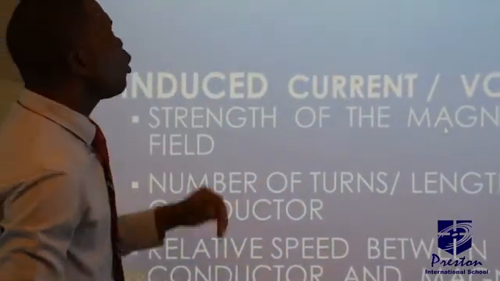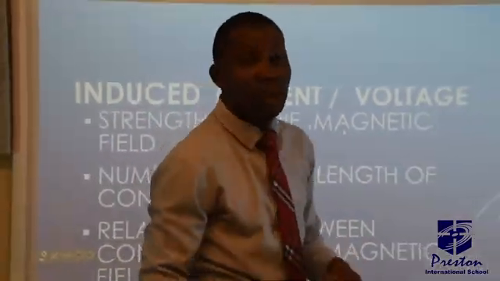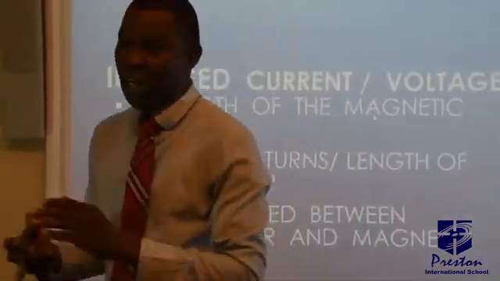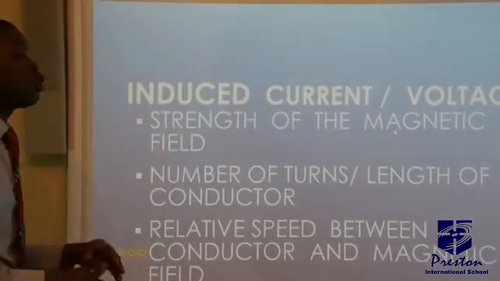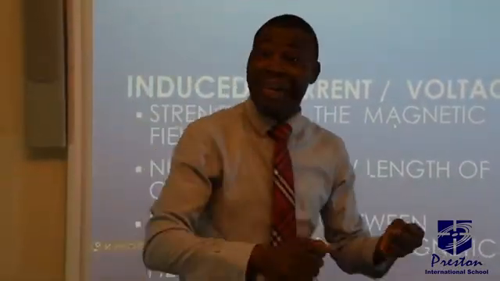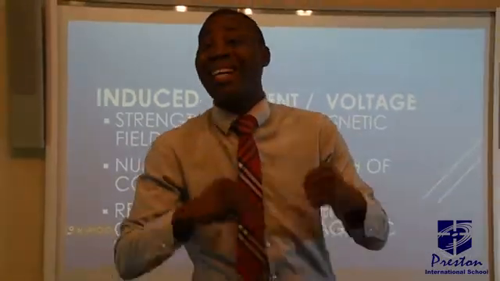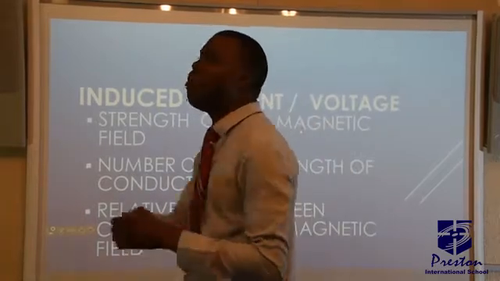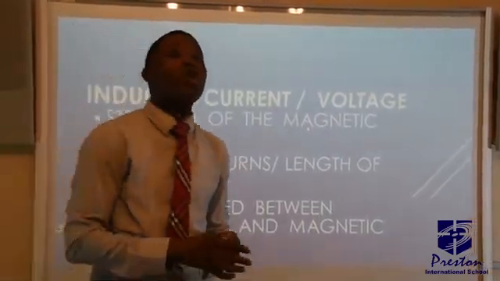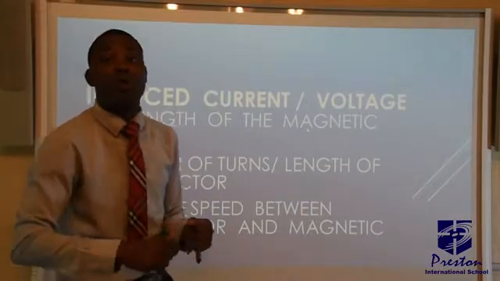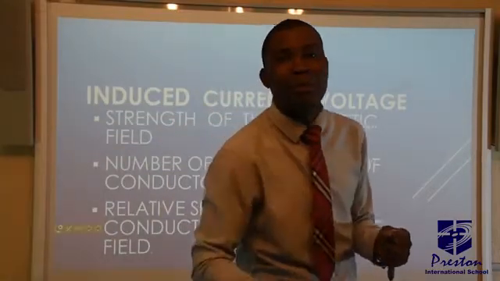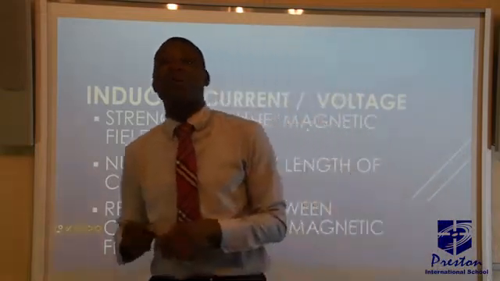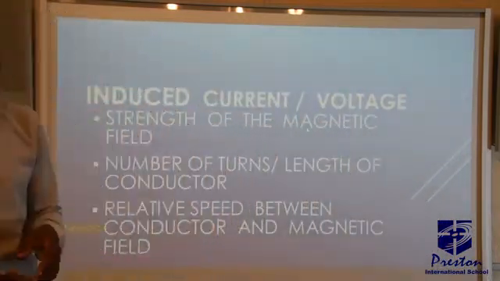Now, the factors that affect the current induced or the voltage induced, the magnitude of the current produced, the magnitude of the voltage generated, what does it depend on? Number one, it depends on the strength of the magnet. The stronger the magnet, the stronger the magnetic field produced by that magnet. Number two, it depends on the number of turns of that conductor. A conductor that is very long, or a solenoid that has so many turns, will have what?